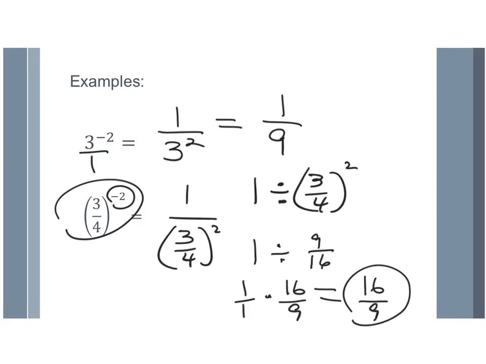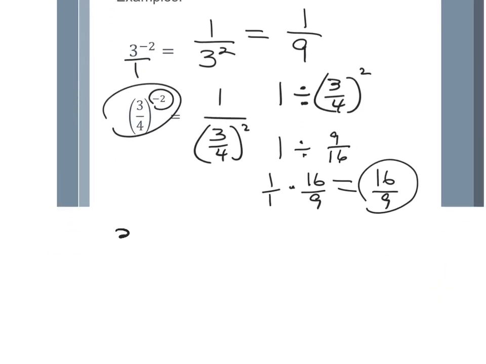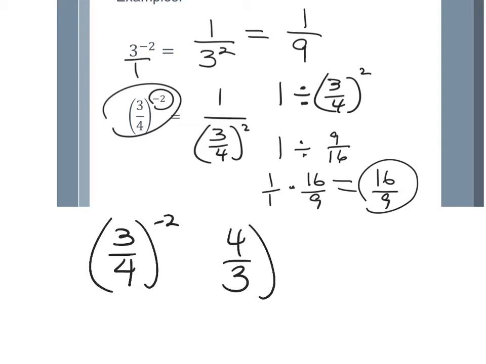Now, if you would have just remembered that when you have a fraction raised to a negative power, flip it to the reciprocal, make the exponent positive, and now evaluate. 4/3 times 4/3 is 16/9. So you don't have to go through the long drawn out process of showing it's a division problem. Think reciprocal.